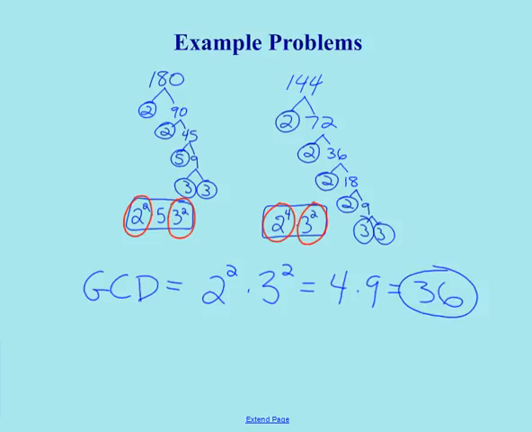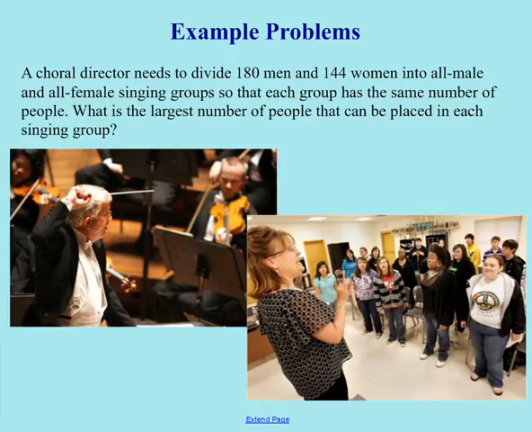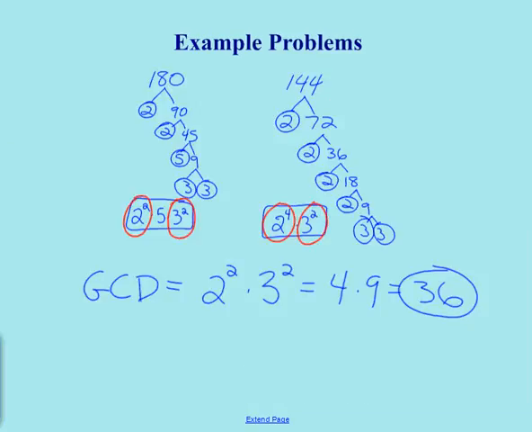So what this means in the context of the problem is that the choral director will need to divide the men and the women down into groups of 36 men and 36 women. So if we take 180 divided by 36, there will be 5 groups of 36 men. If we take 144 divided by 36, there will be 4 groups of 36 women.